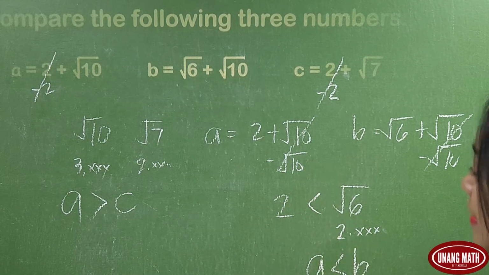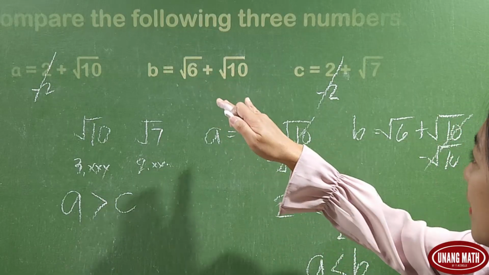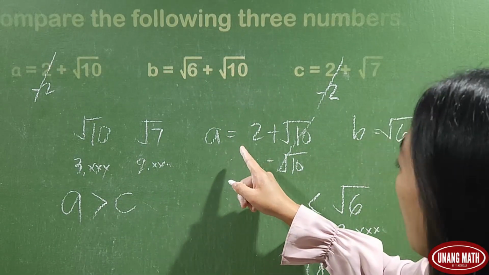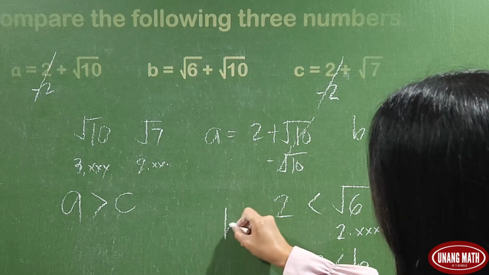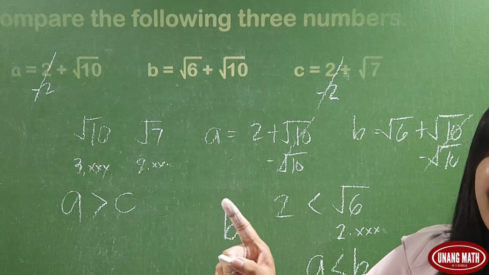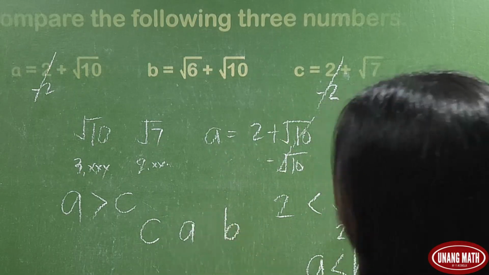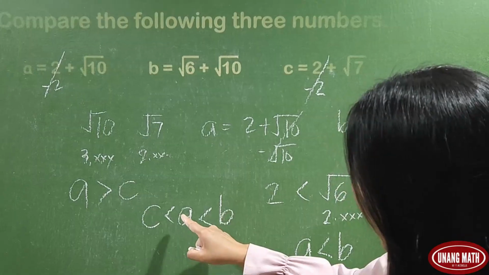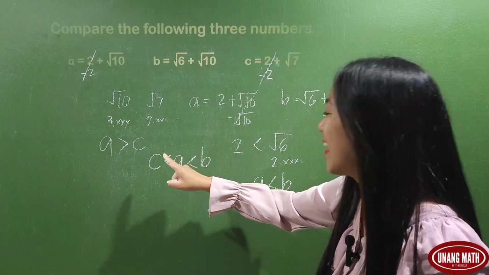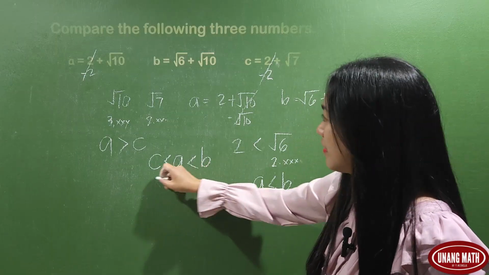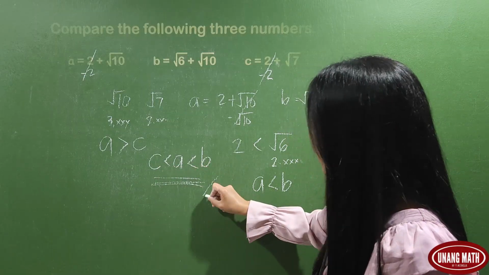So it means the greatest number here is B. B is the greatest number, and the smallest number is C. So this is A. So it means A is greater than C but less than B. So this is our answer.